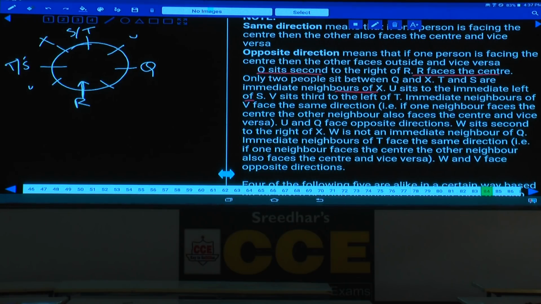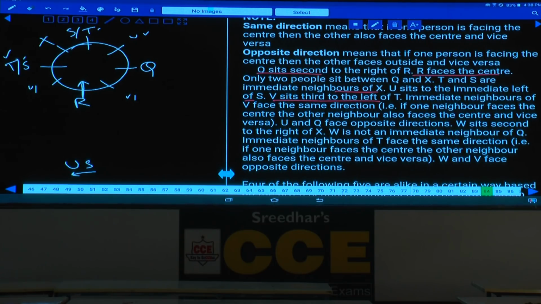And U sits to the immediate left of S, U is to the immediate left hand side of S. Next one. V sits third to the left of T. As V is seated third to the left of T, if T is at this place, 1, 2, 3, V can be here or here. Or if T is here, V can be here or here. There are again two possibilities to this U and V. And U sits third to the left of S.